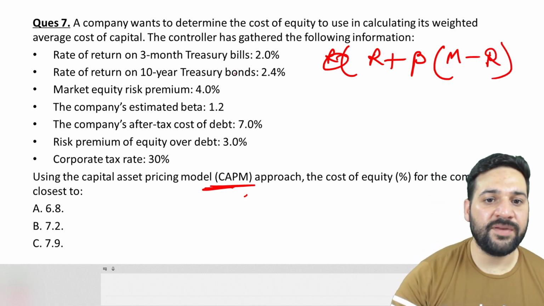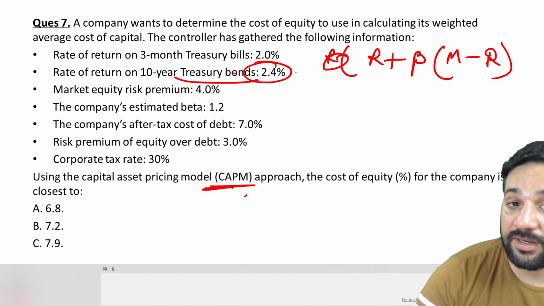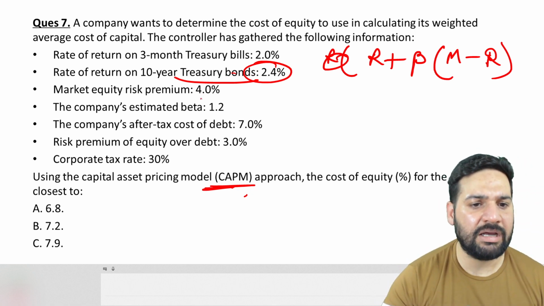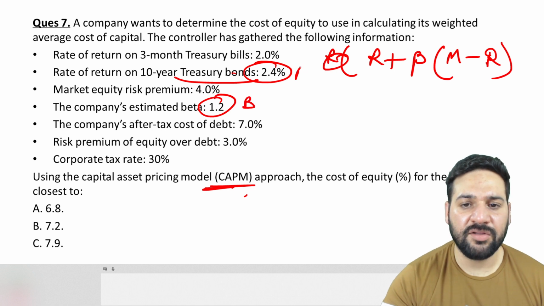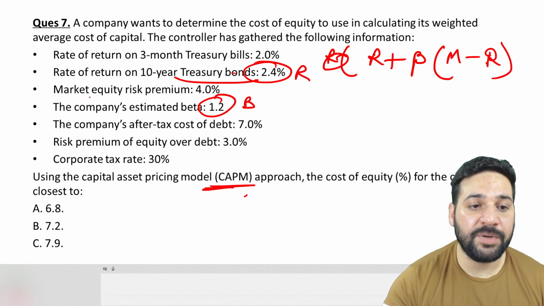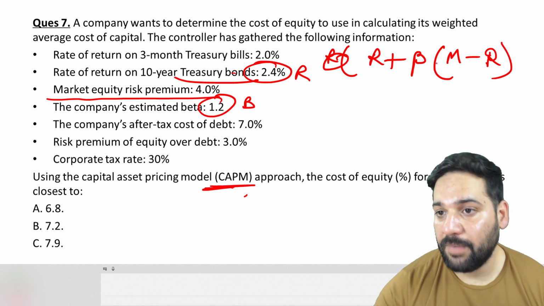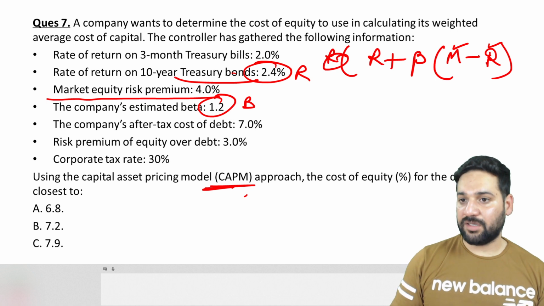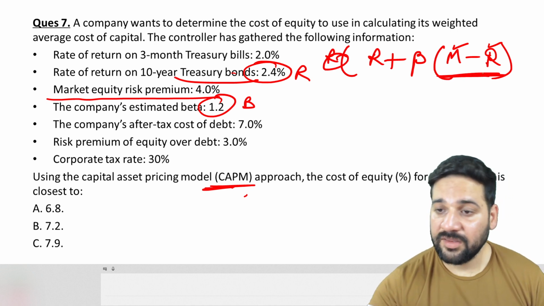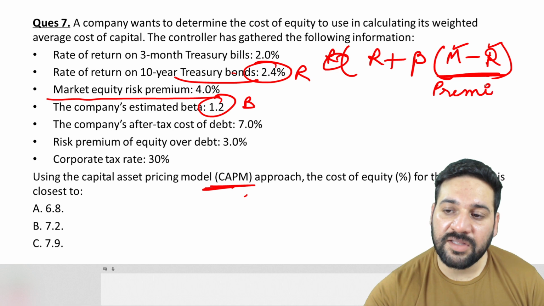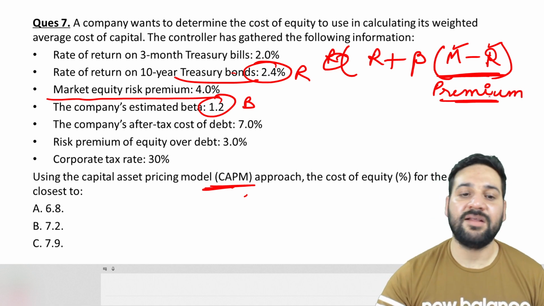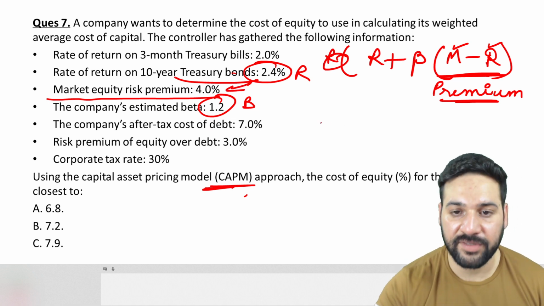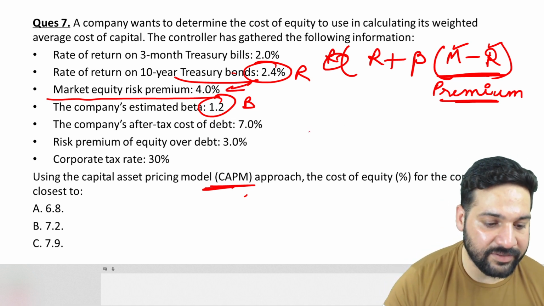The risk-free return is a treasury bond. Okay, it is not a treasury bill, it is a treasury bond. That is the risk-free return, we got it. The beta, the company's beta, we got it. The market risk premium, now this is important: the market rate of return minus the risk-free rate of return. This is the premium that should be charged for taking the risk. M minus R is directly given as 4%. So you got clear answers, not very difficult.